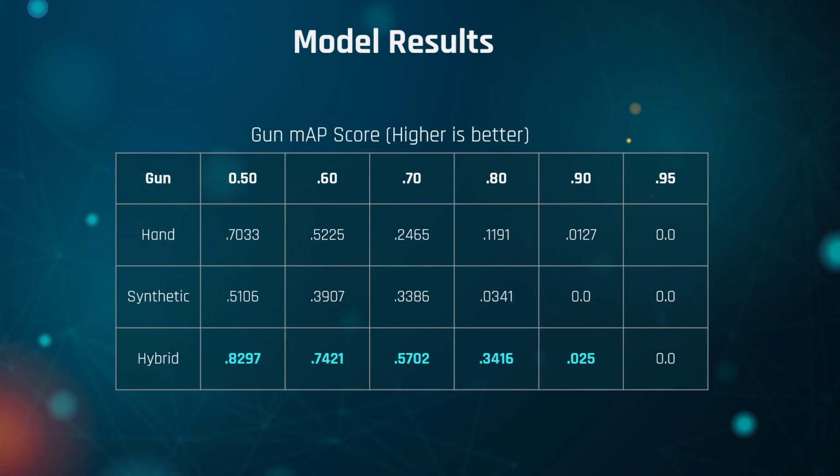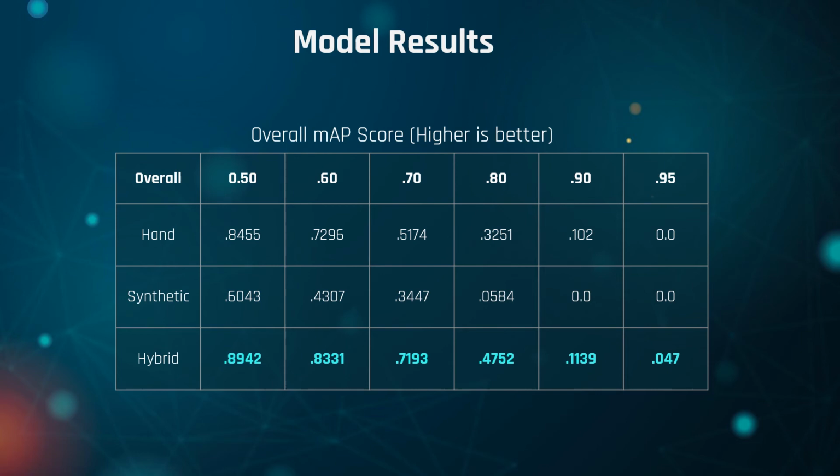When it comes to detecting guns, the hybrid model won handily in each threshold category, with the hand model coming in second and the synthetic model coming in a distant third. The overall scores had the hybrid model winning at every threshold, showing that synthetic data can aid in training models better than hand-annotated models alone. Synthetic models alone don't fare as well, but do much better than zero.